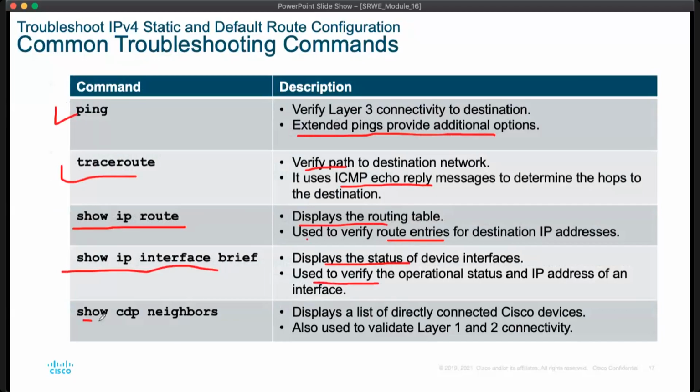And another command, which is quite popular, is show cdp neighbors. This command will display a list of directly connected Cisco devices. It is also used to validate layer 2 and layer 1 connectivity.